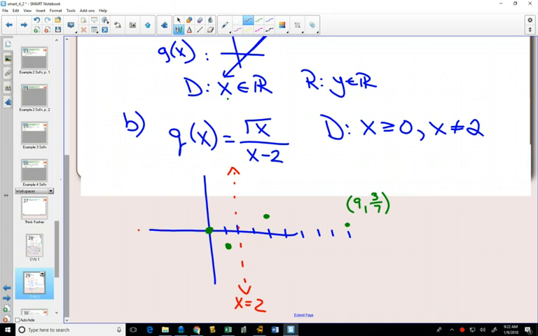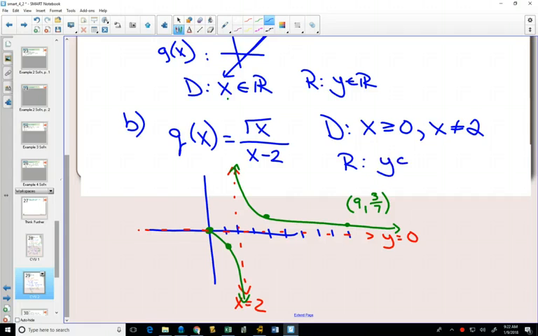So there's going to be, and the range is everything. Because 0 is included here. Because when I plug in 0, I got 0, comma 0. So I have a y value that's equal to 0.